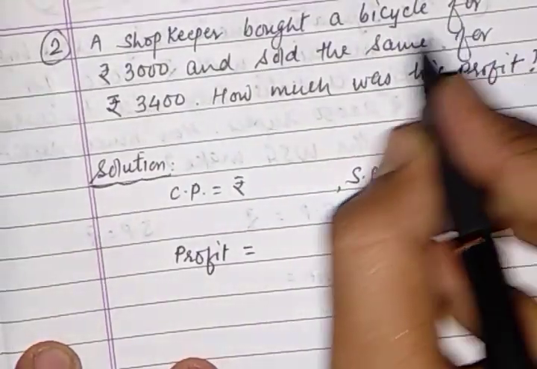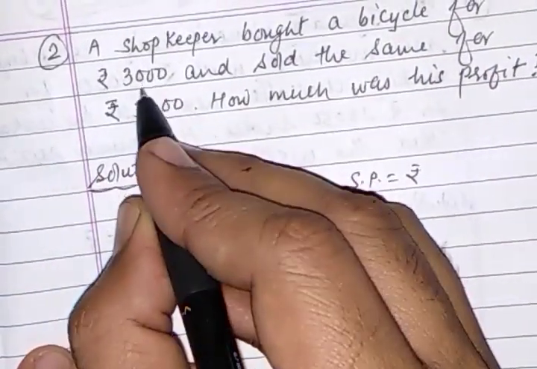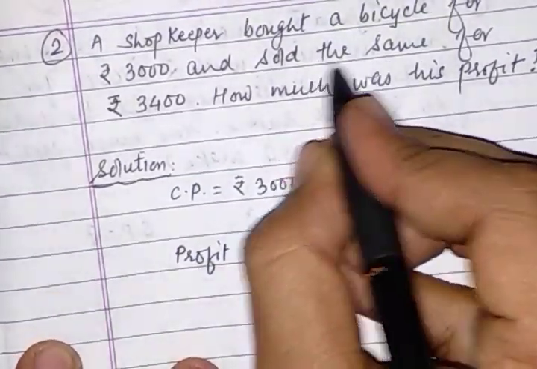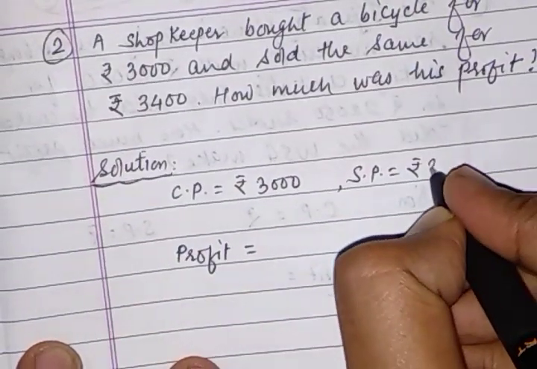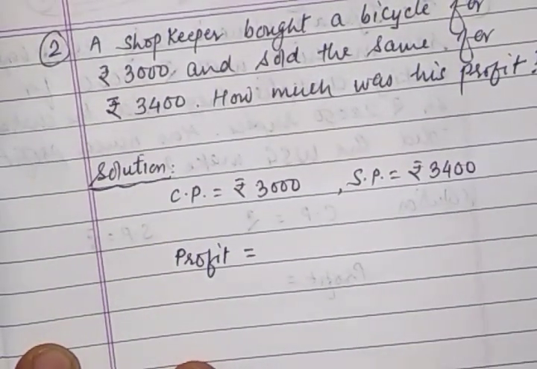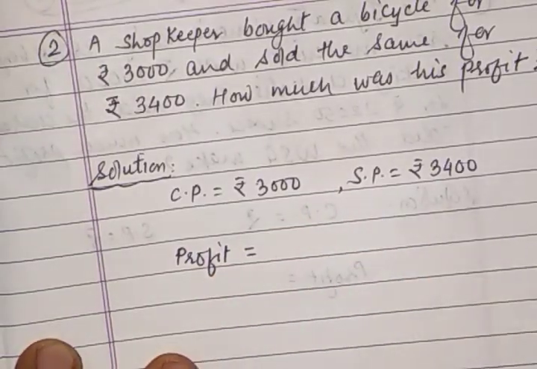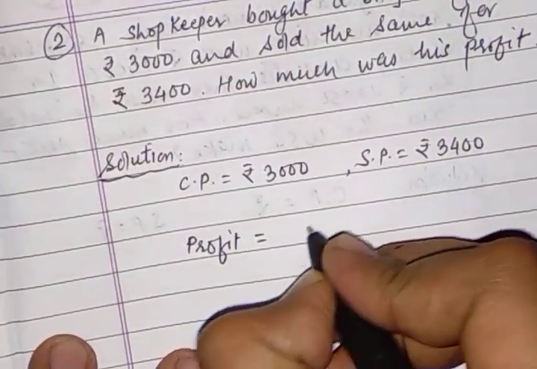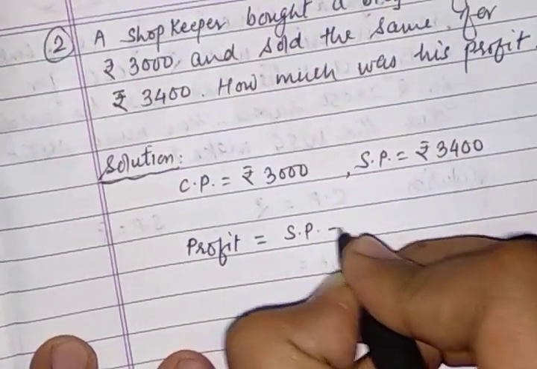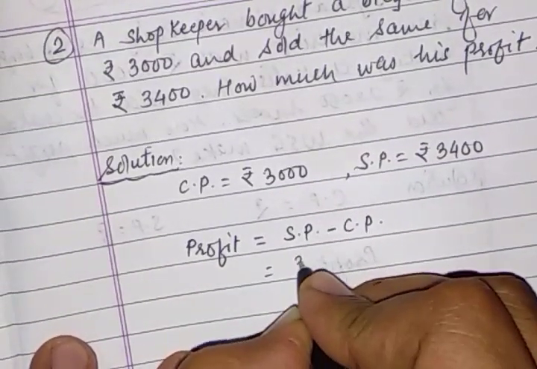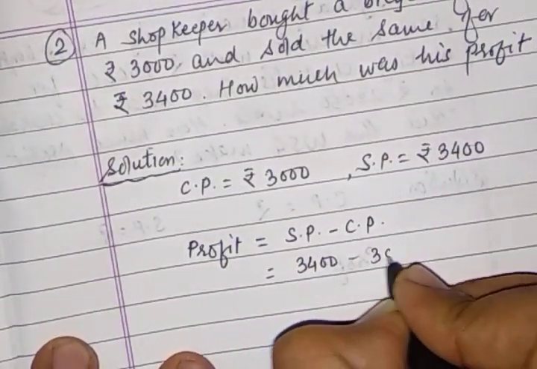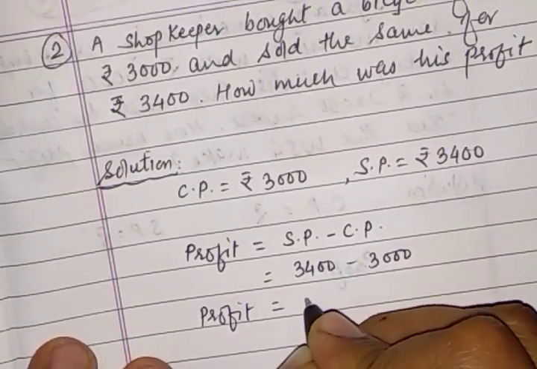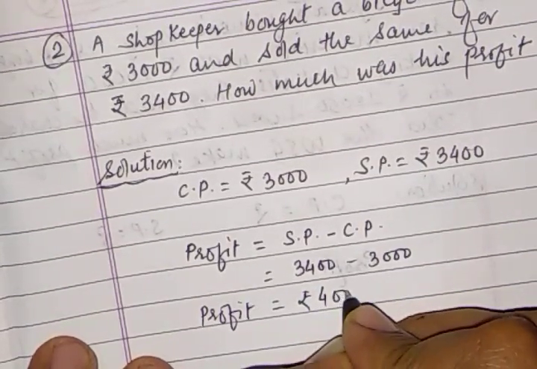So shopkeeper bought a bicycle for rupees 3000. So the amount on which he has bought, that is going to be cost price, and the amount on which he has sold, that is going to be selling price. So it is profit, so there is no need to write that it is a profit, because already the question asked like that. So selling price minus cost price, you will write 3400 minus 3000. So if you subtract, you are getting profit as rupees 400.